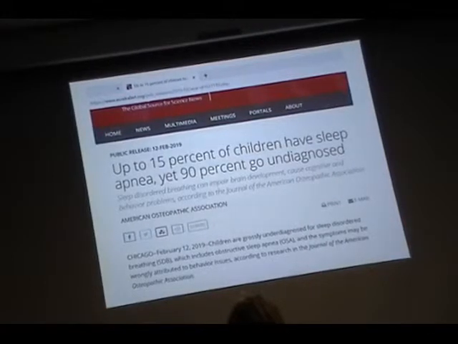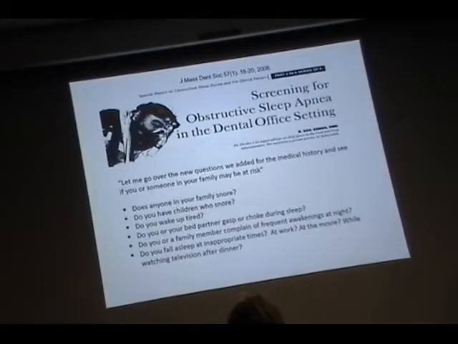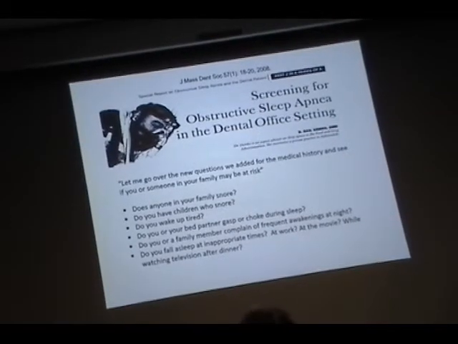This is just 2 months old, a little bit less than 2 months old. And this is one of the first people who actually started screening in dental offices. So she only practices that stuff. She doesn't touch a handpiece. She only does dental sleep medicine type of practice.